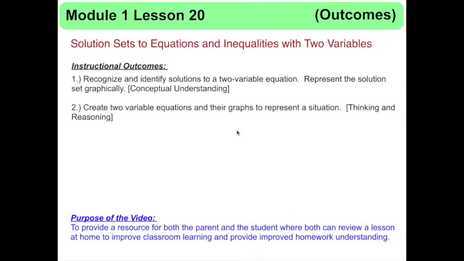M1 Lesson 20, we're going to be looking at solution sets to equations and inequalities with two variables. This lesson is going to come with two outcomes. One is to recognize and identify solutions to a two-variable equation, and then to represent that solution set graphically. And our second outcome is to create two-variable equations and their graphs to represent a given situation.